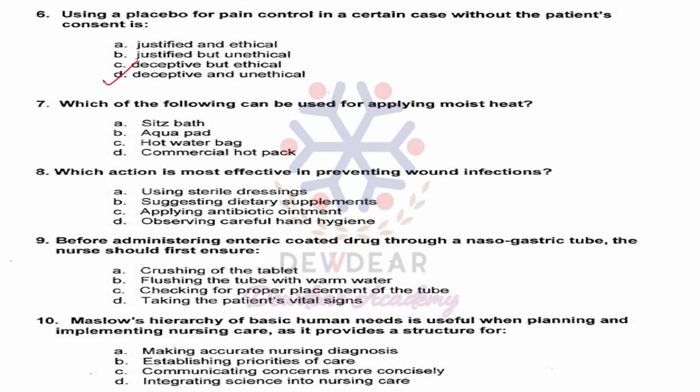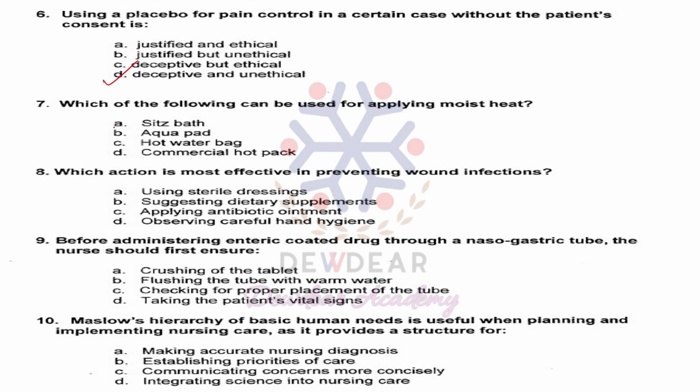Then question number 7. Which of the following can be used for applying moist heat? Options are sitz bath, aqua pad, hot water bag, commercial hot pack. So which is the example for moist heat application? That is the question here. Options given are sitz bath, aqua pad, hot water bag, commercial hot pack. So in this question, the example for moist heat is sitz bath.